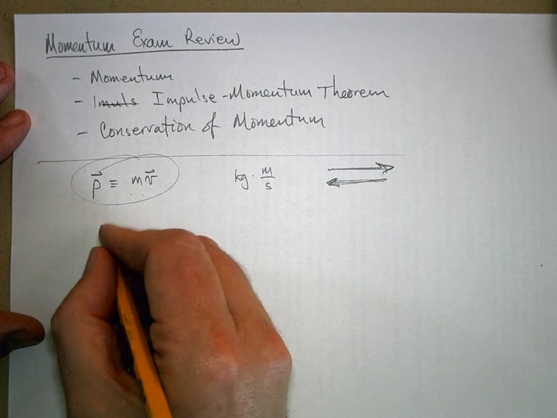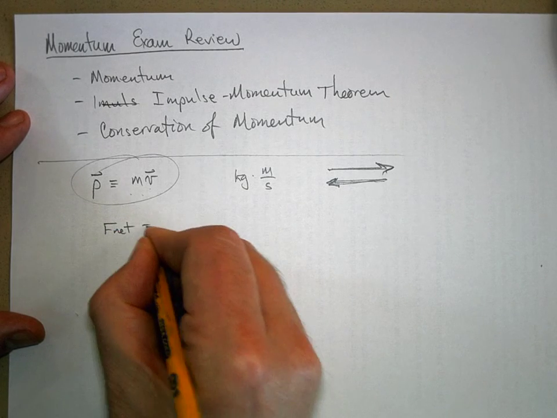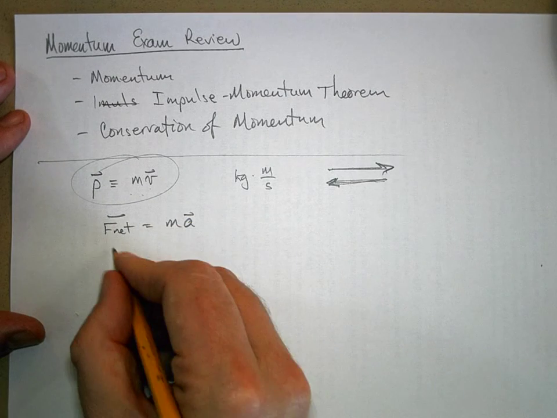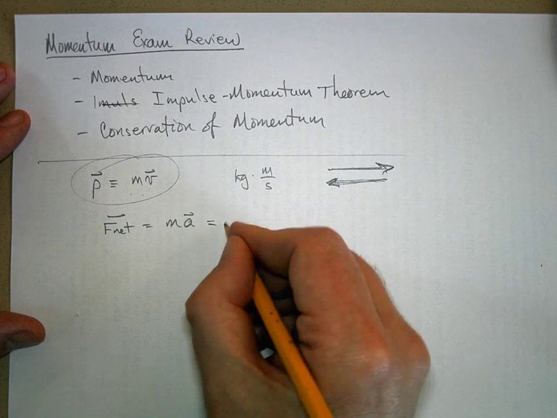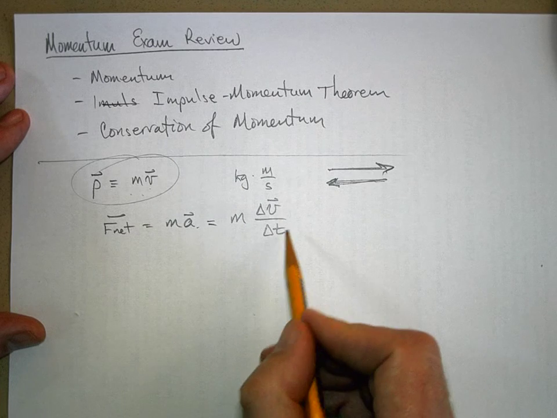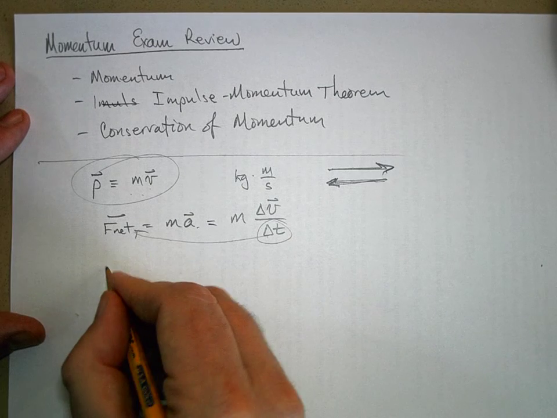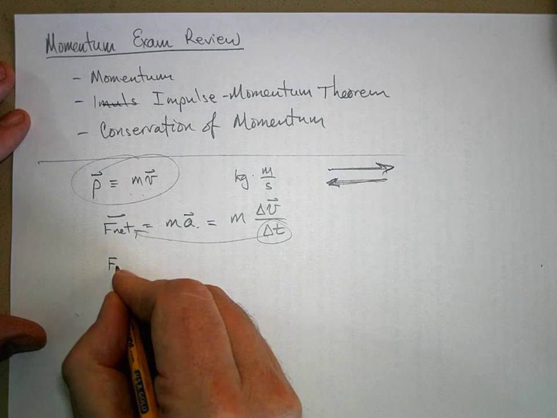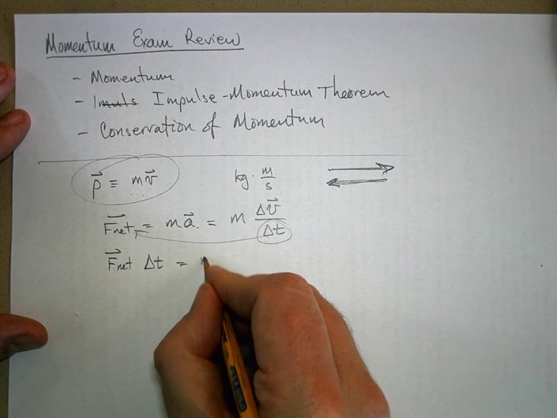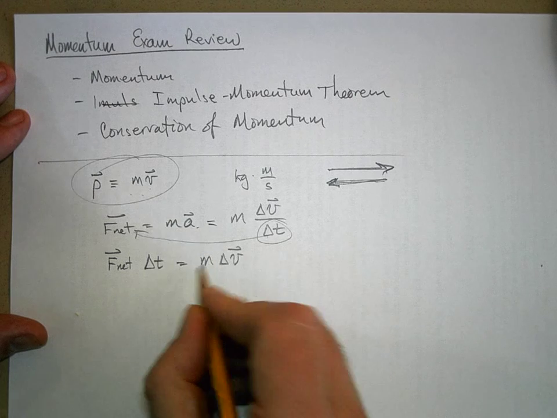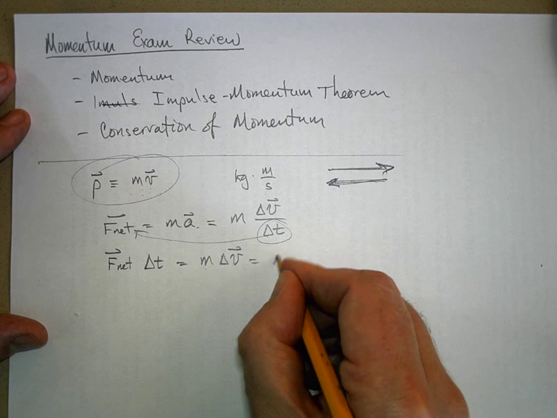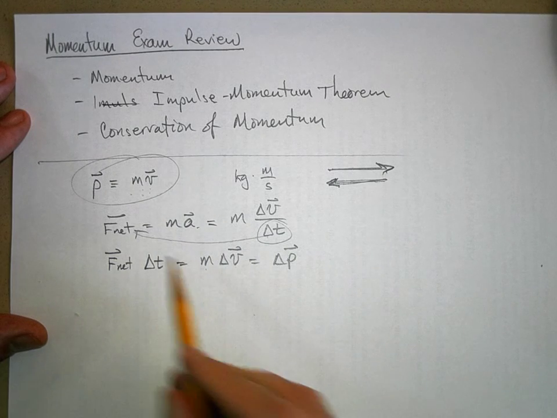Now we derived our definition of this from the impulse momentum theorem. Remember we said that the net force equals mass times acceleration, right? Newton's second law. Well, from that, this is mass times the change in velocity over the change in time. And then we just took change in time and put it over there. And so we have the net force times our change in time will be equal to our mass times our change in velocity. Well, what is mass times velocity? That's momentum. So really this is a change in momentum.